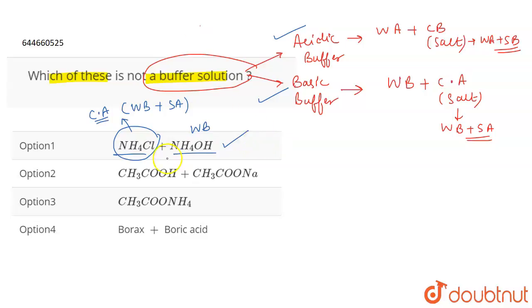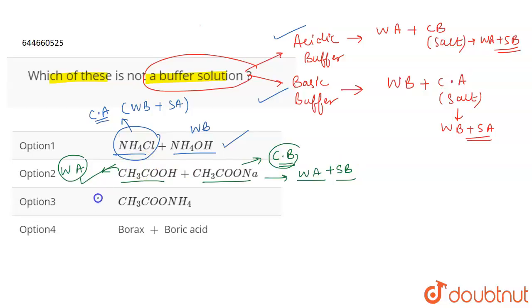Talking about the next one, you have acetic acid and sodium acetate. Now, if we talk about acetic acid, then this is a weak acid, right? And if we talk about CH3COONa, which is sodium acetate, it is the conjugate base of this acid, right? And this is a combination of the weak acid and the strong base. Weak acid, which is acetic acid, strong base, which is NaOH, okay? So therefore, this is also a buffer solution. It is an acidic buffer solution, okay?